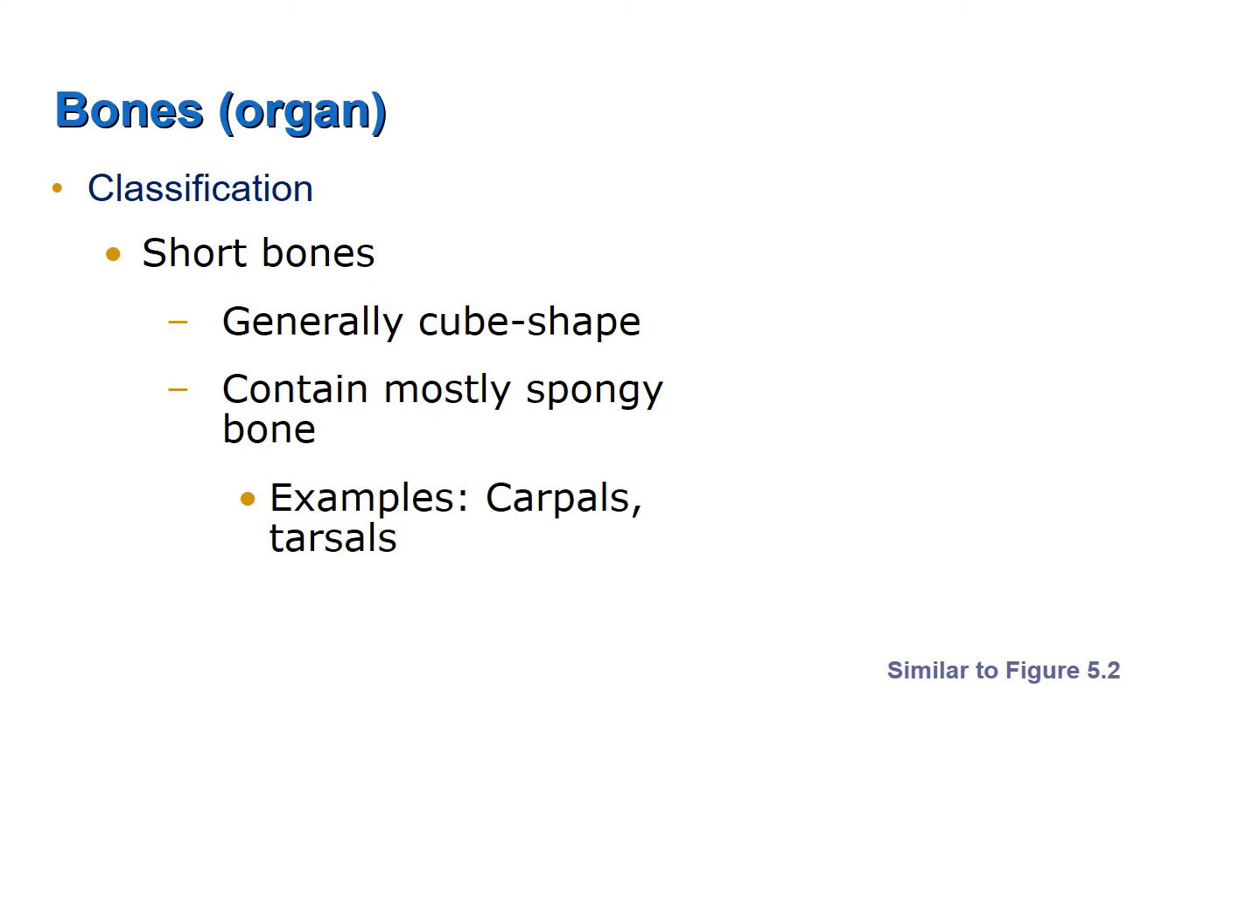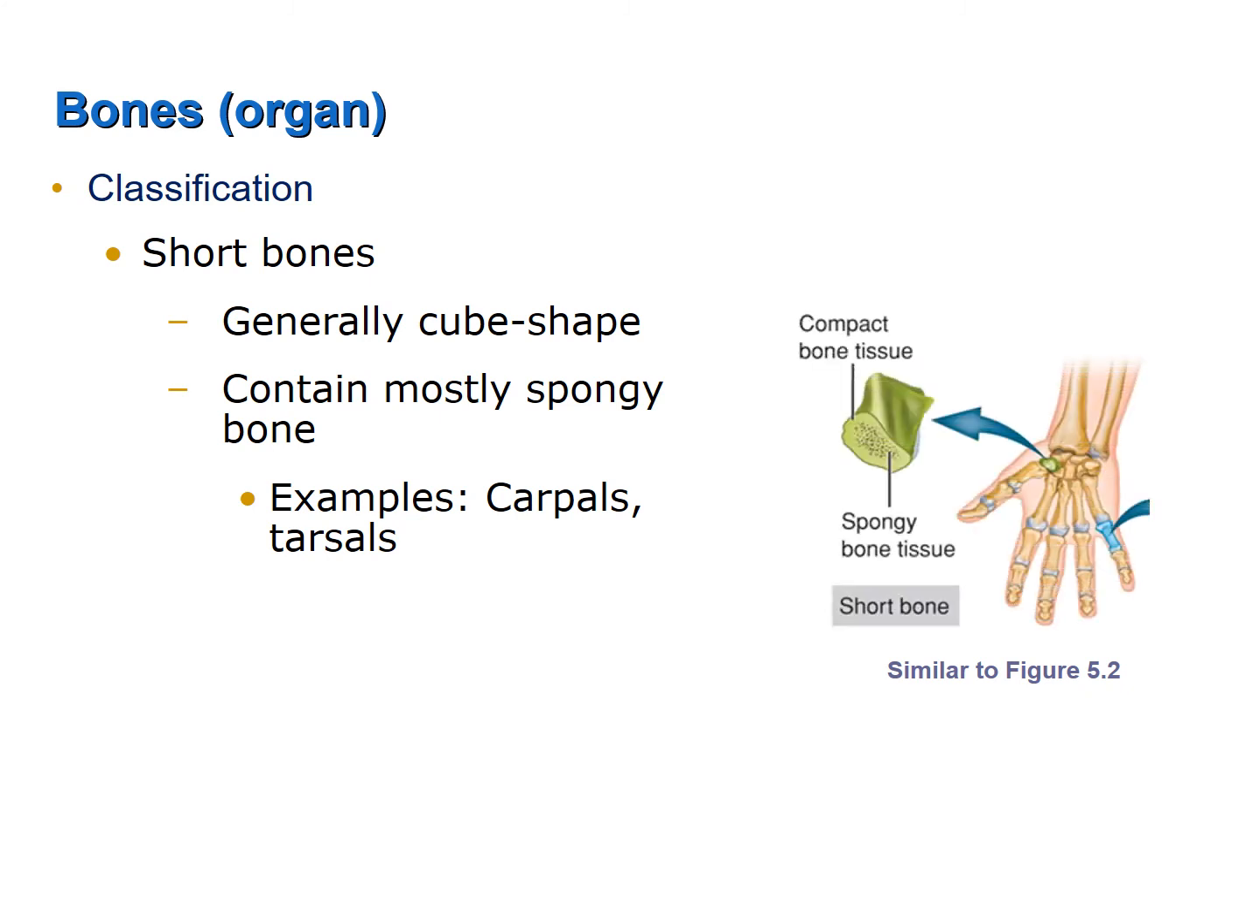Short bones are cube-shaped. They're composed mainly of spongy bone surrounded by a thin layer of compact bone. These bones do not bear any weight. They are the bones of the wrist or carpals and the bones of the ankles or tarsal bones. These bones slide past one another with ease and allow for the complex movement that occurs at the ankles and at the wrists.